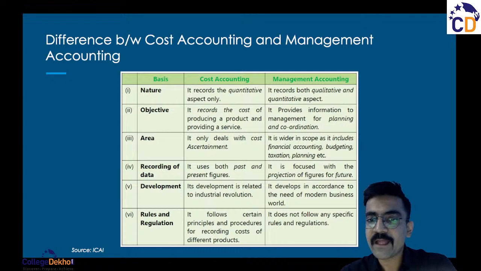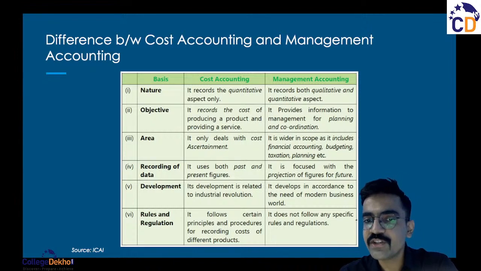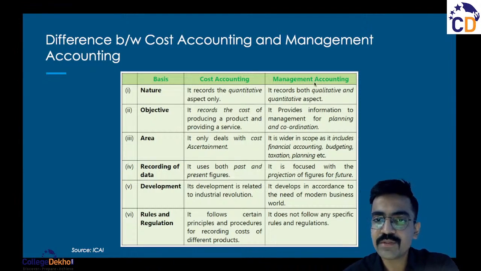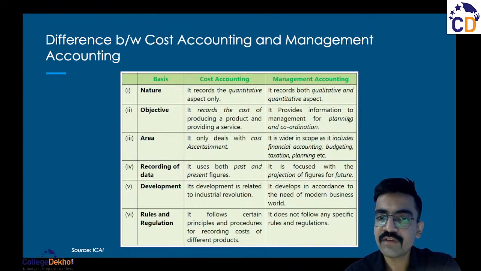Because an outline of the financial performance of the company is given to the management under management accounting. This information helps the management in the planning process and in coordinating the different departments of the company, or in coordinating the different types of functions of the company.